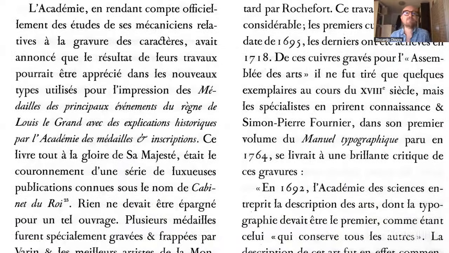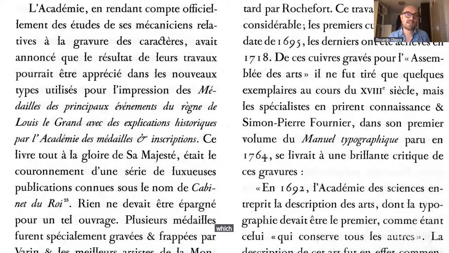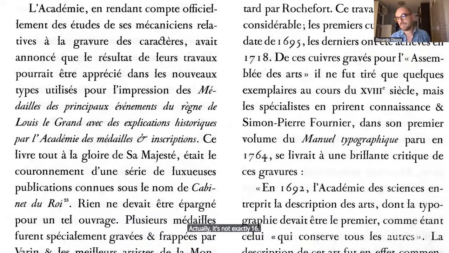It's time to look at the Romain du Roi, to look at the type. Our focus, as I mentioned, will be only on the 16-point size, which was the first to be released and on which the overall design features of the type project were established. Actually, it's not exactly 16.5. 16 point is about 15.7, but I say 16 for ease.